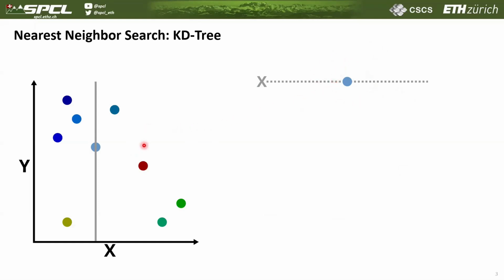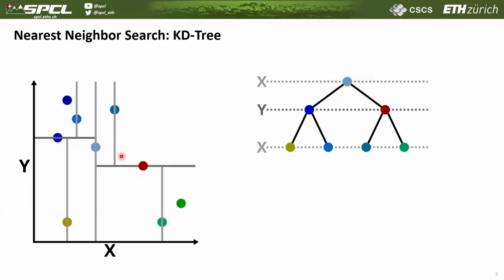Next, we split both of these 2 parts, again, this time in y dimension. And again, we select the median point in the y dimension, split the space, and we insert these 2 points as children of this first point here in our data structure. Now we have 4 different parts. Again, we split each of these parts, this time in x dimension again. We insert the corresponding points into our KD tree and so on.